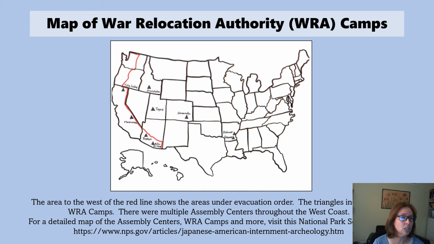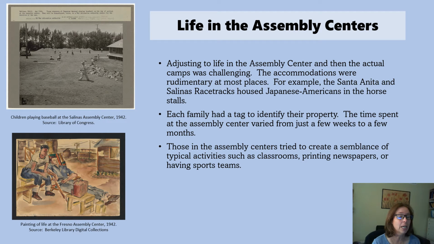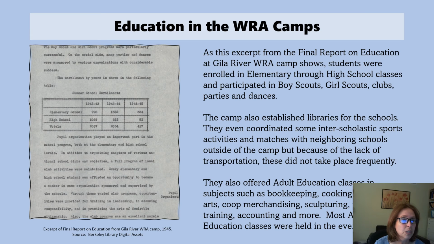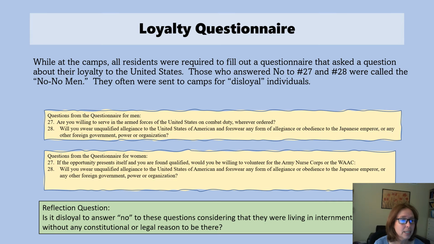The area here shows where they were evacuated from, which is where the majority of the Japanese Americans lived. About a little more than 50% lived on the West Coast, and then the remainder lived in Hawaii, with some in the Midwest and East Coast. So first they went to the assembly centers, and then they were sent to the actual internment camps. And these are pictures and descriptions of what happened in those places.